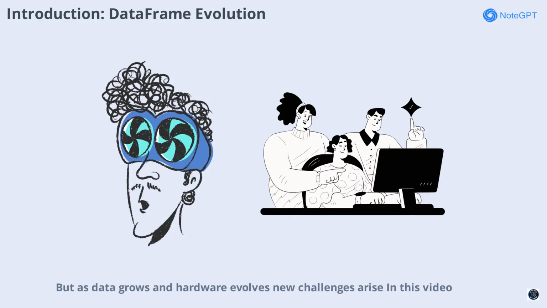In this video we'll unpack how Polars, built on Rust and Apache Arrow, offers a fresh, parallel-first approach. We'll compare core concepts, performance, and show you how to rethink your workflow for modern data tasks. Let's get started by understanding the bottlenecks of traditional single-threaded tools.